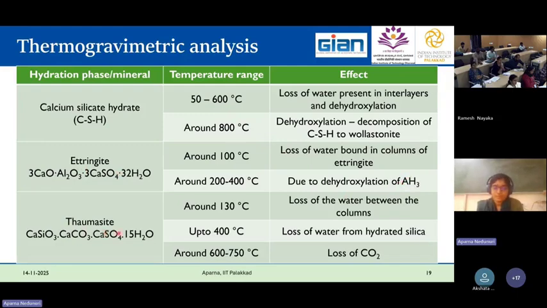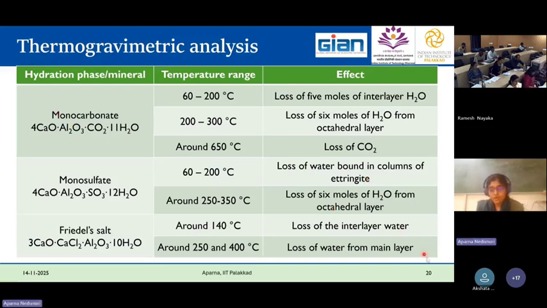You can also have thaumasite. Thaumasite is formed when carbonation is also happening in the system. So you'll have calcium silicate, calcium carbonate, calcium sulfate, hydroxide with 15 moles of water. Here, at around 130 degrees centigrade, again, the water that is held in the columns is easier to remove, so those would be removed at lower temperatures. And near 400 degrees centigrade, there is loss of water from the hydrated systems and hydrated silica. And around 600 to 750 degrees centigrade, the CO2 that is present over here would be lost. That would be decarbonation.